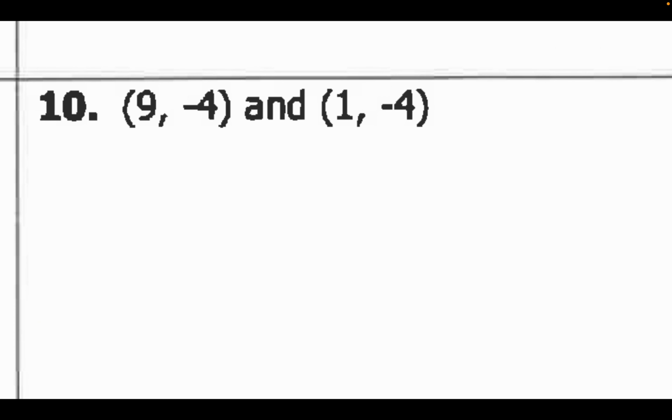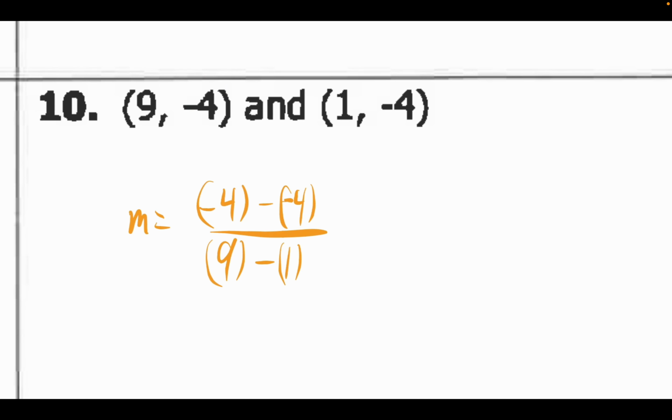Number 10. I forgot to write m equals negative 4 minus negative 4 on the top. You might be wondering, which negative 4 comes first? Well, once again, it will not matter. So let's say I did this negative 4 first, just for the sake of argument. 9 minus 1. So on the top here, I turn those two negatives into a positive, and I get 0 over 8, or negative 8 if you did the other way around. Regardless, this answer is 0.